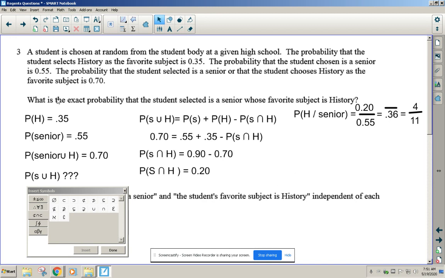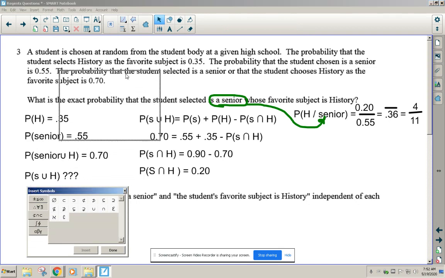So again, this looked like a small little question. It wasn't. You had to use the OR formula to find the overlap, because the question was a conditional, and the condition is that you are a senior. Since the condition has to go on the bottom, the top had to be an overlap. You had to use the OR formula to successfully find the overlap, and then you can do the conditional. Let's take a look at the next part of the problem.